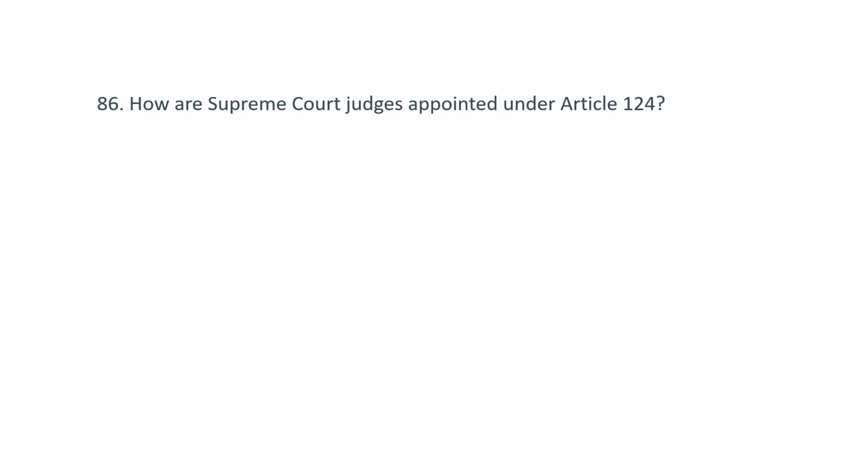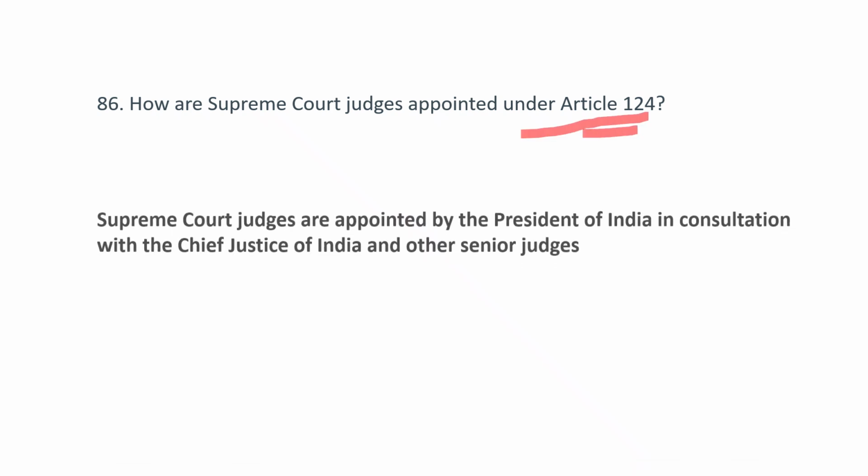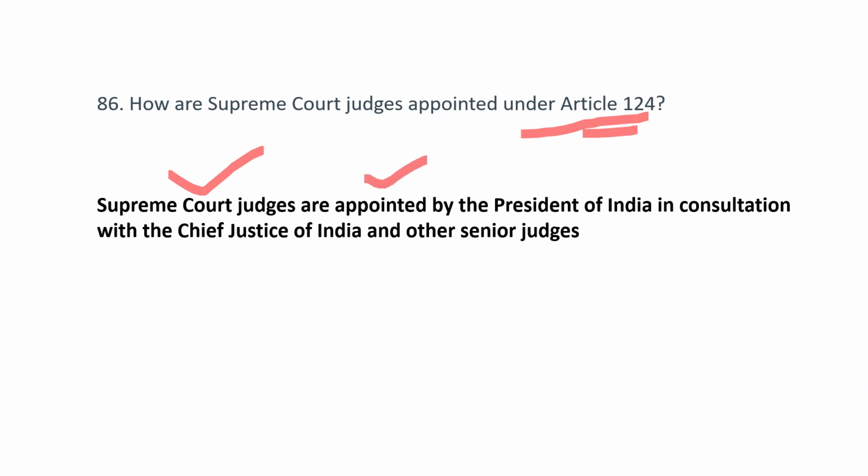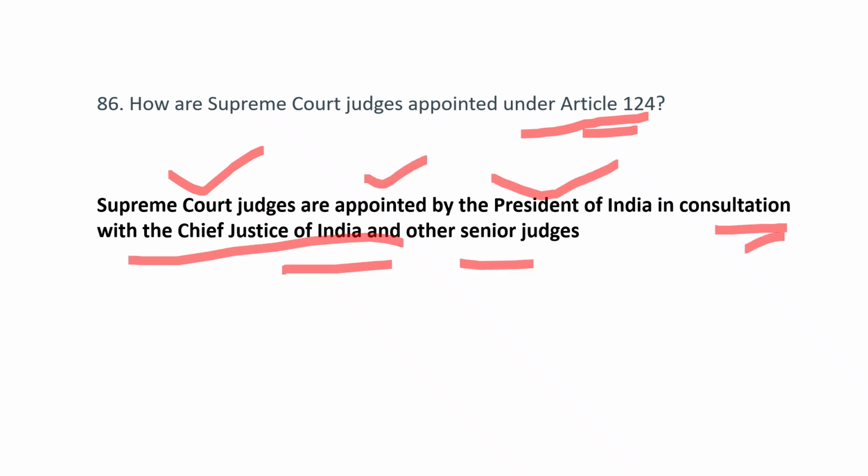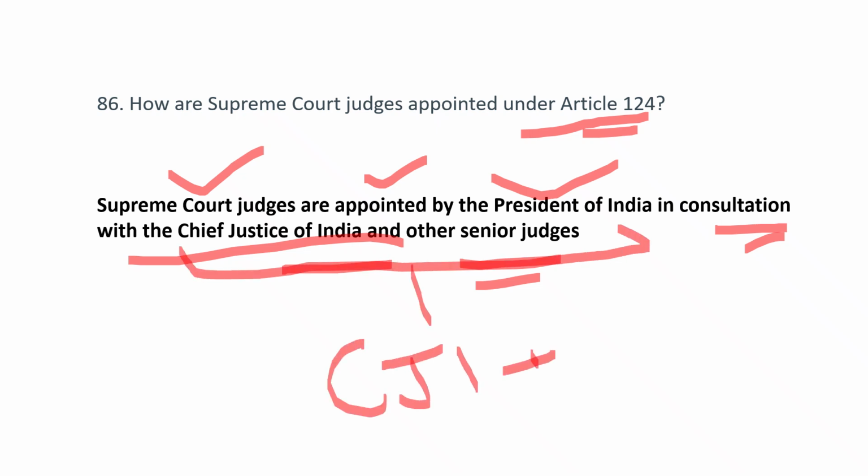How are Supreme Court judges appointed under Article 124? The answer is the Supreme Court judges are appointed by the President of India in consultation with the Chief Justice of India and other senior judges. This is nothing but the collegium we have already seen. Chief Justice of India plus 4 other senior judges will constitute the collegium, and upon the recommendations of the collegium, the President of India will appoint the Supreme Court judges. The next question.